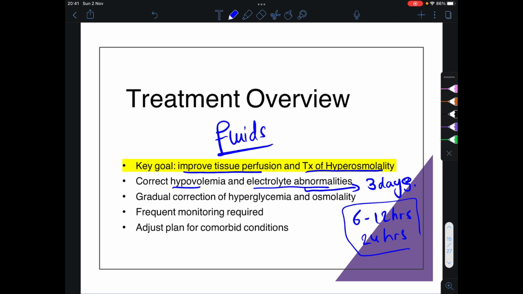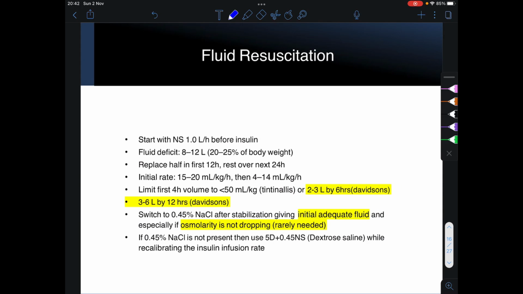And then after introduction of fluids, you start thinking about treating the hyperglycemia. And always an important note: don't introduce insulin without checking the levels of potassium, because insulin can further decrease the level of potassium, and that can cause tachyarrhythmias or bradyarrhythmias and many other things to the heart. So you always want to check the potassium levels before giving insulin. Again, you have to always do frequent monitoring. So once you start fluid resuscitation, you start with normal saline. This is 0.9% normal saline, and you usually give it at a rate of 1 liter per hour.